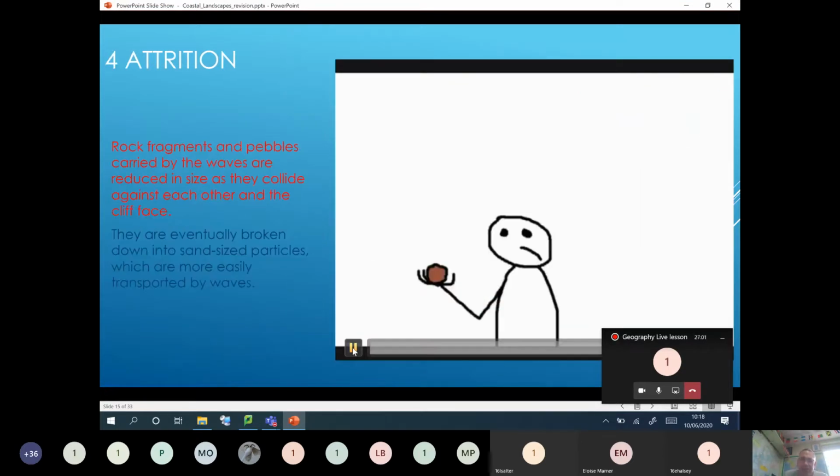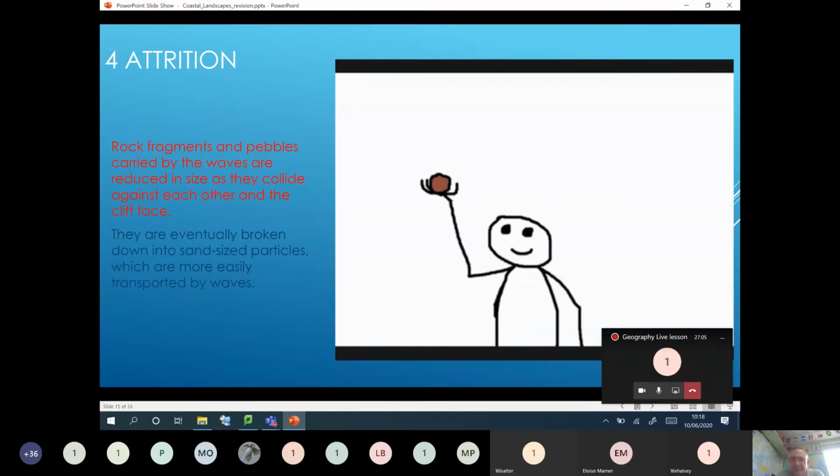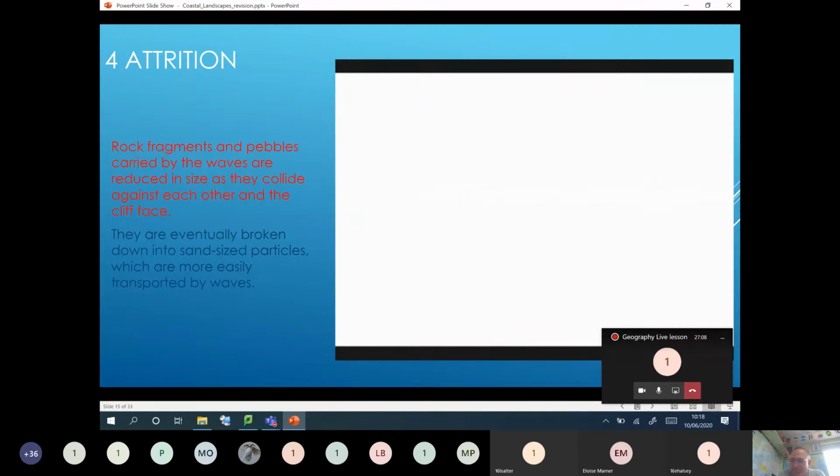And finally, attrition. I found a rock. I still got the rock.